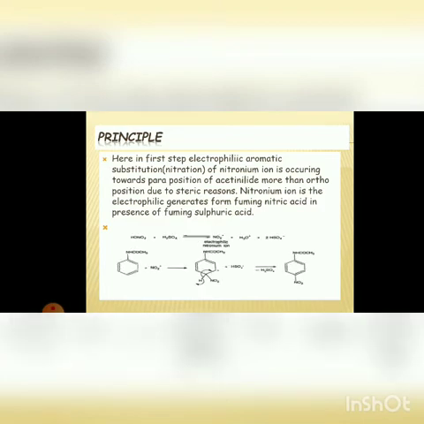In the first step of the principle, electrophilic aromatic substitution of the nitronium ion occurs towards the para position, because acetanilide reacts more towards the para position than the ortho position because of steric reasons. The nitronium ion is the electrophile, which is generated from nitric acid in the presence of fuming sulfuric acid. Here is the structural representation of this mechanism.